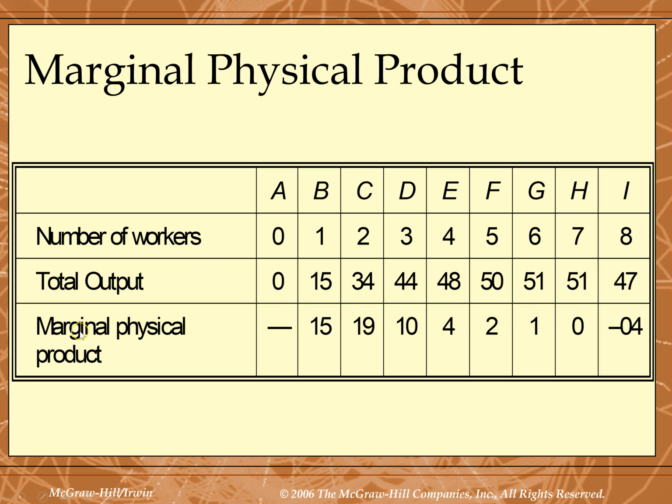This is MPP, marginal physical product. Notice how marginal physical product is declining, but still positive. So for example, from 1 worker to 6 workers, MPP is positive, but it's falling from 3 workers to 7 workers. It's another way of saying productivity is falling.